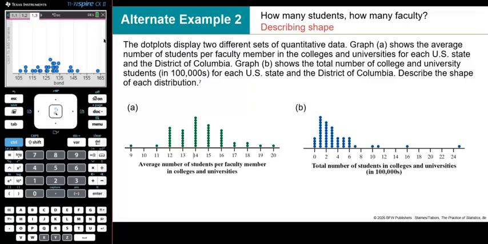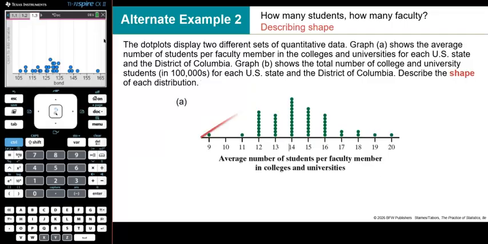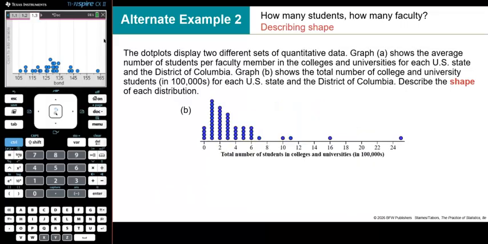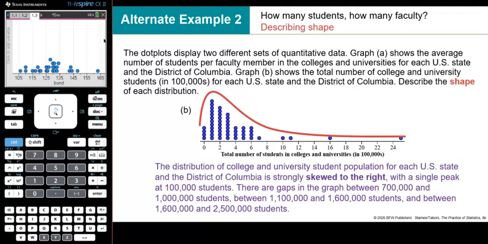Part B, though, is clearly skewed to the right. You see that outlier on the right? It's skewed towards that outlier. So this one looks roughly symmetric. Don't worry about those little bumps, it's not perfectly symmetric, but it's roughly, with a single peak at 14 students per faculty member. This one is definitely skewed to the right, with a single peak at around 100,000 students. Oh yeah, those are listed in hundreds of thousands, so that would be about one, which is 100,000.